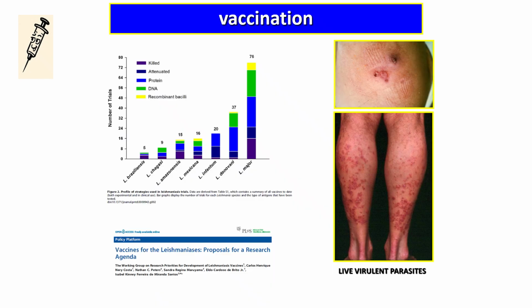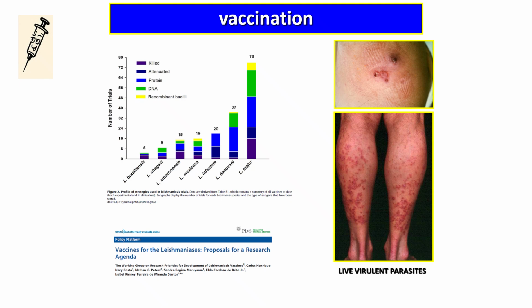Our final slide focuses on the search for a vaccine, which remains the holy grail of leishmaniasis control. While numerous strategies, including killed, attenuated, and DNA vaccines, have been trialed, none are currently in clinical use. Historically, Israel even administered a live vaccine to soldiers in the 1960s. However, the severe side effects and significant lesions caused by the live virulent parasites far outweighed the benefits.